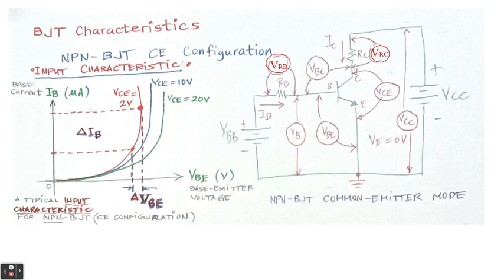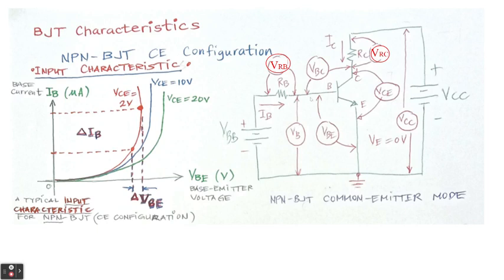We can subtract the values of these two IBs, and that will be the delta IB. On the other hand, this point downward will be called, for example, VBE2, and this point downward is VBE1. If you subtract these, you will get the delta VBE. So that's how to draw the input characteristic of an NPN BJT common emitter configuration. But take note that this uses a constant VCE of 2 volts. Now, if you change your VCE, of course, the curve will change a little, and this is represented by the second curve here, which uses 10 volts, and this one is using 20 volts.